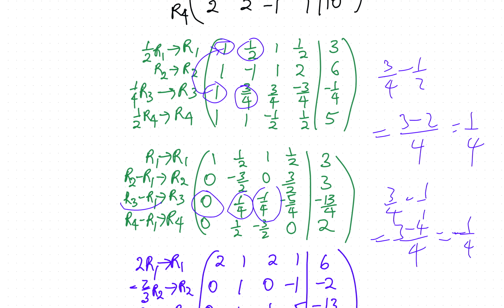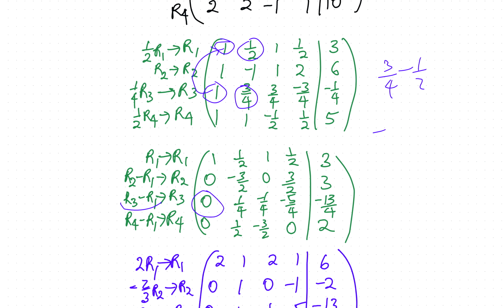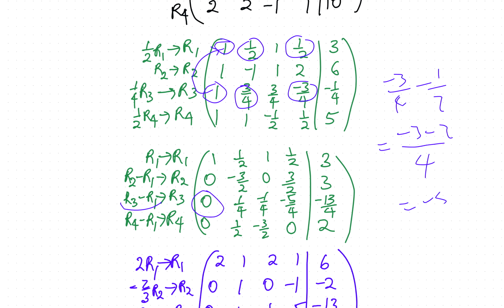Then we have old row 3 minus old row 1. So that's minus 3 over 4 minus 1 over 2 now. Again, LCM is 4. That's minus 3 minus 2 in 4. That's minus 5 over 4. And then you have this.